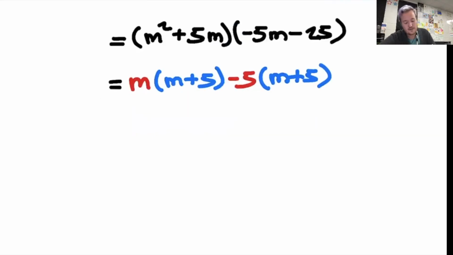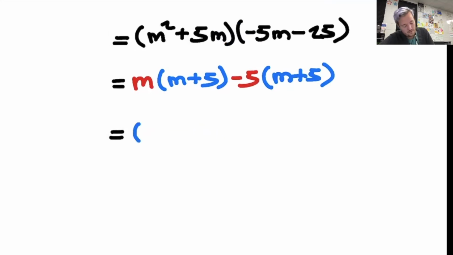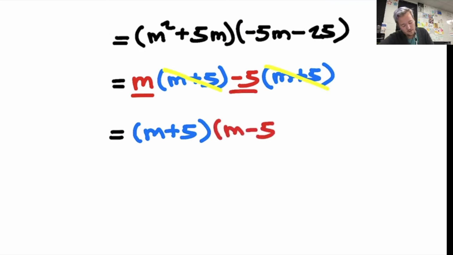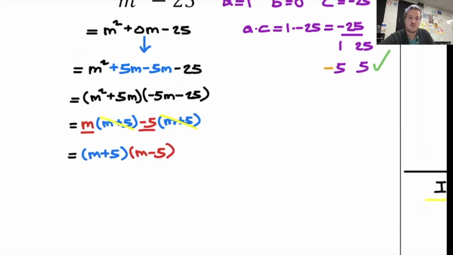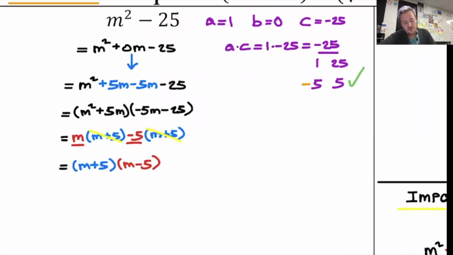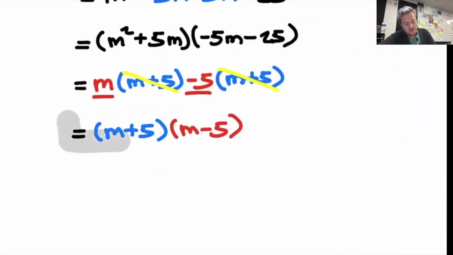All right, so I'm going to take out the m plus 5. So I have m plus 5 that I'm taking out from both. So these are gone. Then I have my m minus 5 left. All right, so notice how they're the same number, but one's with addition and one's with subtraction. All right, so this would be our final answer for this problem if we did it by grouping.